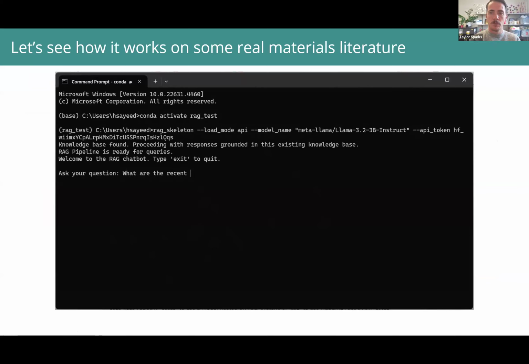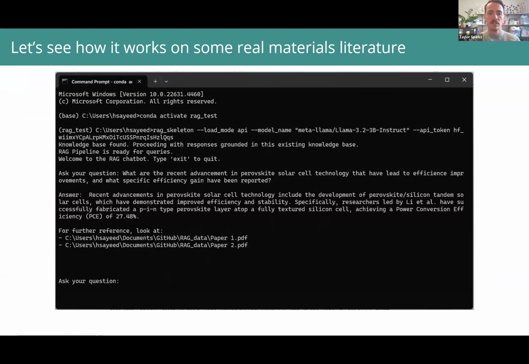He sends a temporary API to it. It found the knowledge base and it's like, okay, go ahead and ask your question. So he's going to ask about perovskite solar cells. He wants to know what the leading efficiency improvements are, and what's causing that. And it answers that very accurately. This sort of response looks really good. It finds actual articles, gives real numbers, doing a great job.